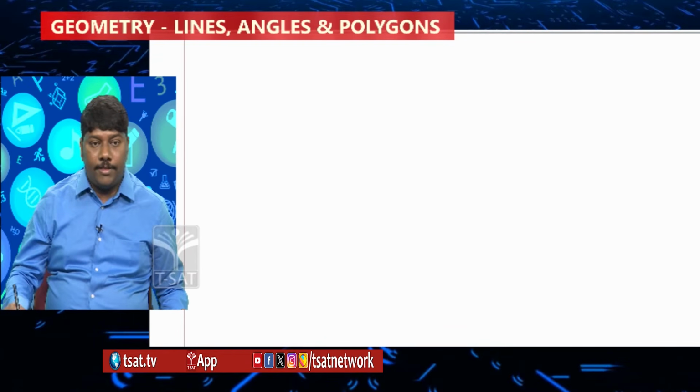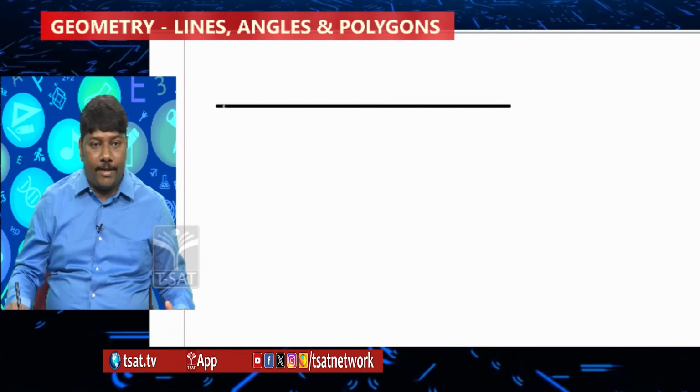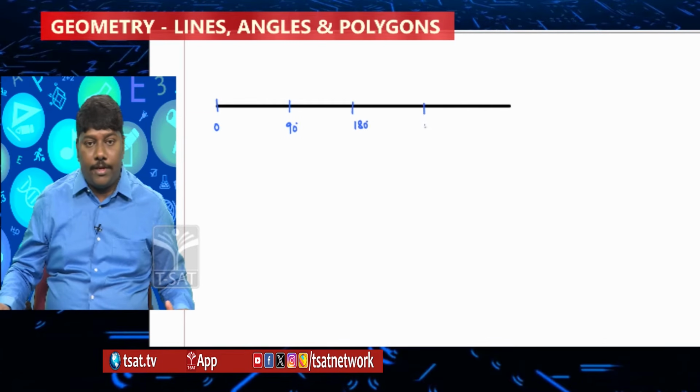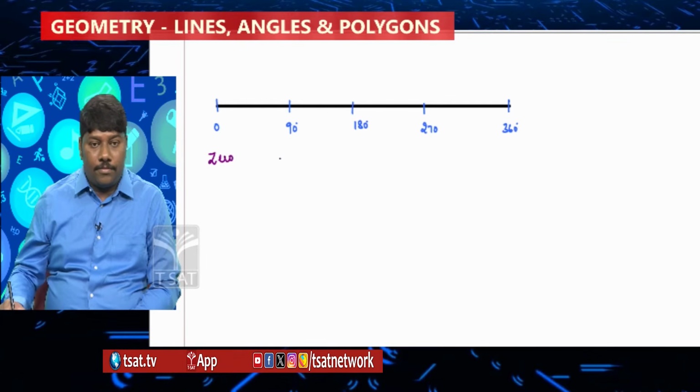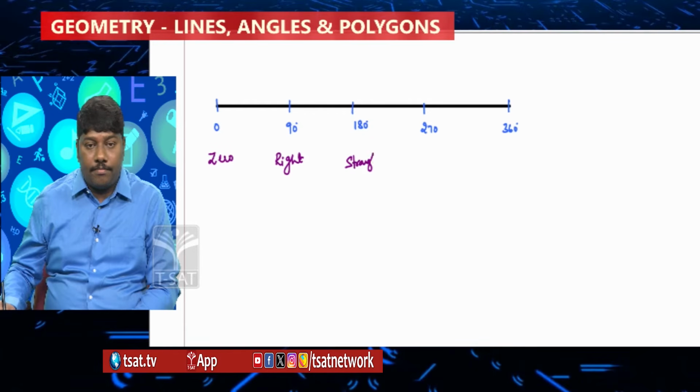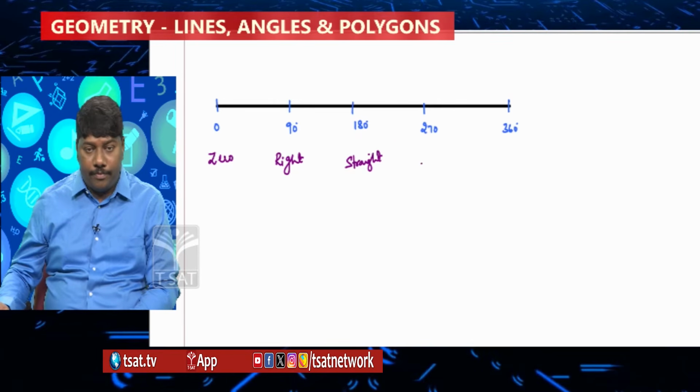Now we'll learn more about the angles. If I take a straight line, to represent the angle, I'm starting with 0, 90 degrees, 180 degrees, 270 degrees, then 360 degrees. First of all, you call it zero angle, you call it right angle, we call it a straight angle. Sometimes they'll say angle is 180, sometimes they say straight angle, sometimes they say 90, sometimes they say right angle. Here it is a reflex angle, just call it a reflex angle. 360 is called complete angle.